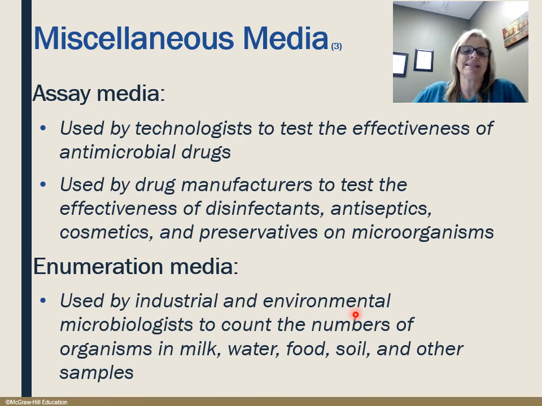We also have assay and enumeration media. Assay media are used to test how well antimicrobial drugs and things like disinfectants work. Enumeration media are used in a more industrial and environmental component to look at the numbers of organisms in things like milk, water, food, or soil. Other samples as well. And this is going to be where you would check for something like coliform bacteria.